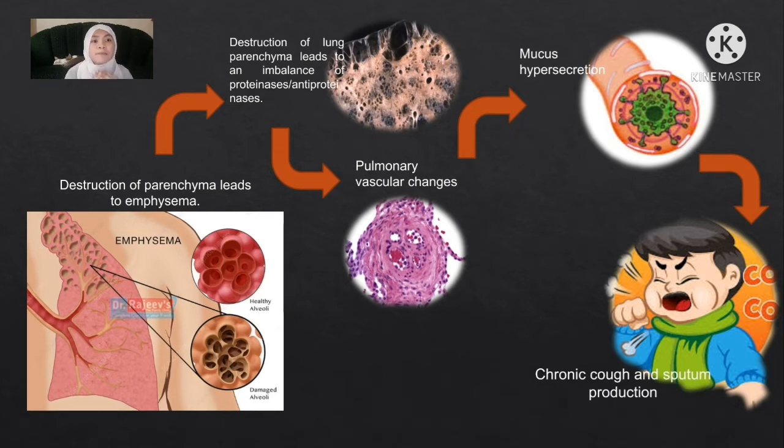And then with the mucus, mucus hypersecretion involves cilia dysfunction and airflow limitation. When that happens, our airflow will be limited, so we will have chronic cough and sputum production.